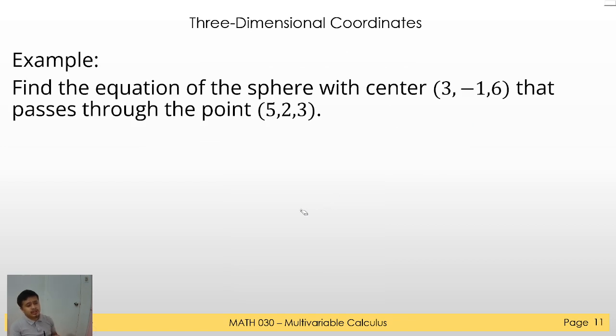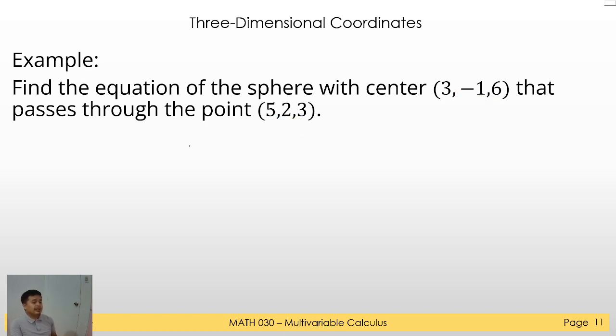So, moving on and trying to solve a given problem involving spheres, since it is equidistant with this center point, we want to find the equation of the sphere with the center at (3, -1, 6). It passes through the point (5, 2, 3). So we have a given center that is (3, -1, 6), and then we have a given point.